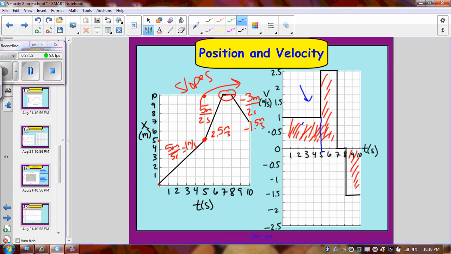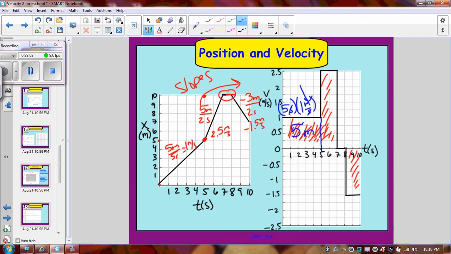So 5 seconds times 1 meter per second. So let me write this out. 5 seconds is the base, and the height is 1 meter per second. The seconds cancels out, so you'll be left in meters. So the area of this rectangle is 5 meters.